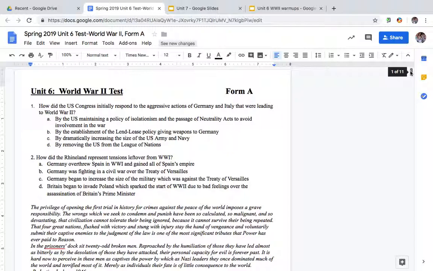B. By the establishment of the Lend-Lease policy giving weapons to Germany. C. By dramatically increasing the size of the U.S. Army and Navy. D. By removing the U.S. from the League of Nations.